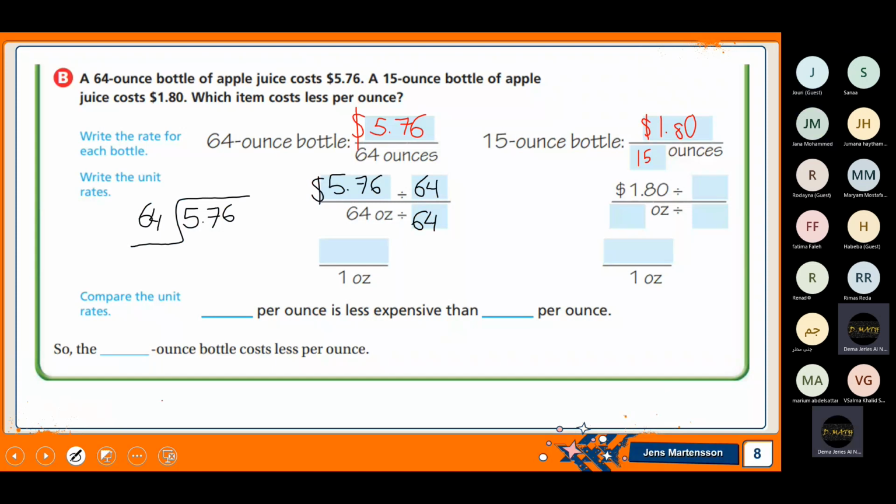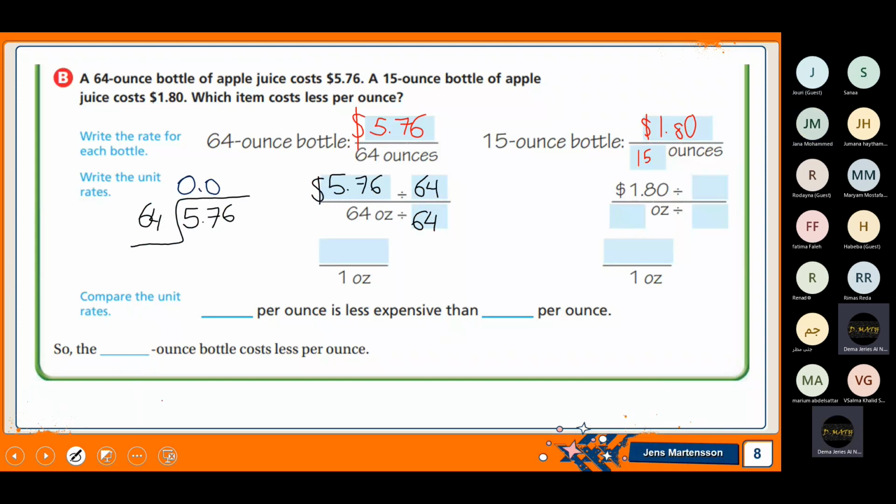Don't solve it by calculator, Julie. Tell us step by step. 5 divided by 64, can you? No. 57 divided by 64, can you? No, because it's less. So now 576 divided by 64.